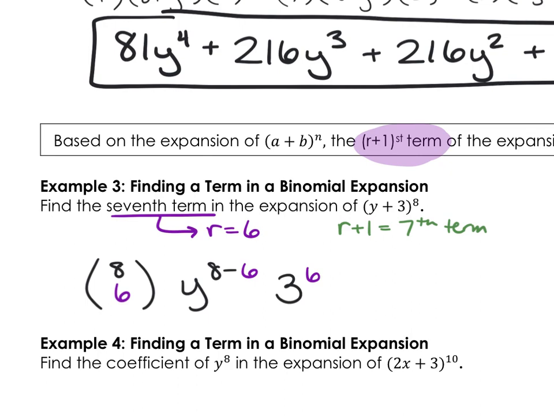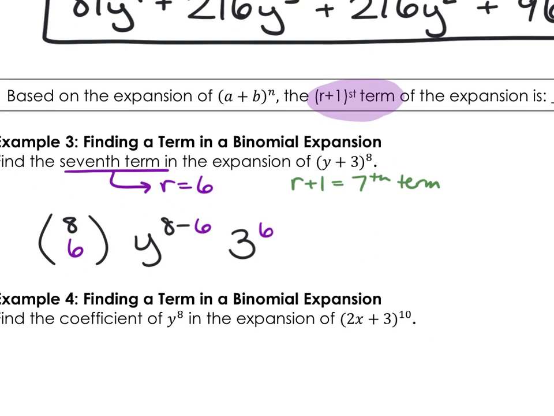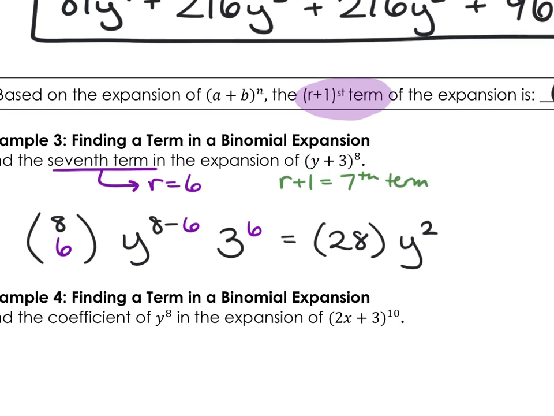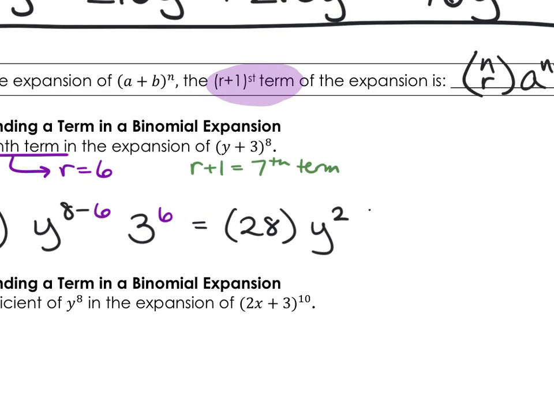Okay, so here we go. We find 8 choose 6, which we would turn to our calculator for. 8 choose 6 would be 8 factorial over 6 factorial times 8 minus 6 factorial. We've done a lot of those today, so we're going to fast forward. That's going to be 28. If you need help with that part, see me after, and we'll go over it again. y to the 8 minus 6, that's y squared. And 3 to the 6th power, don't say 18, is 729.